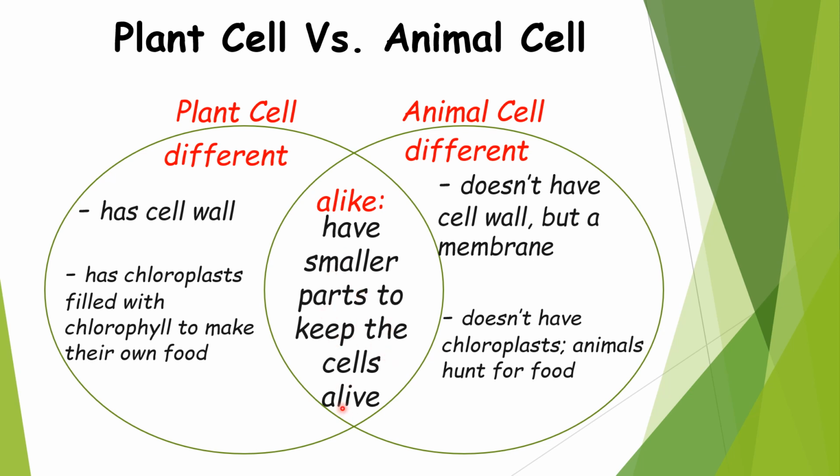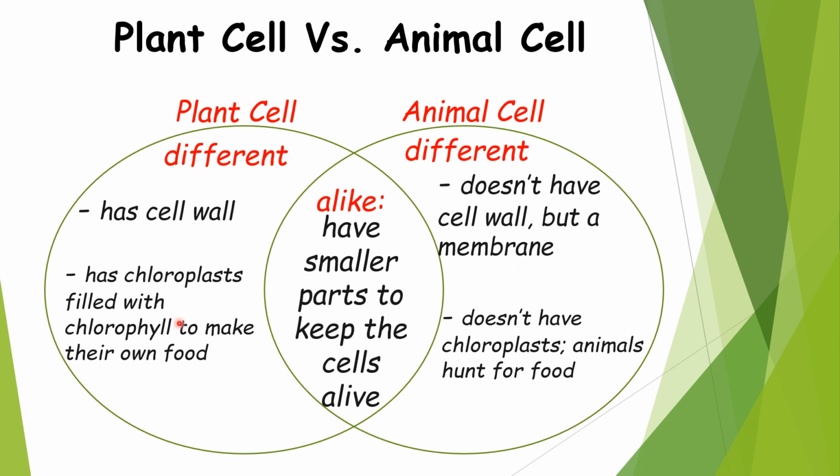And now, how are they different? Let's check the first difference. A plant cell has a cell wall, whereas an animal cell doesn't have a cell wall, but only a membrane. So a plant cell has a cell wall and cell membrane, but the animal cell doesn't have a cell wall, it only has a membrane.